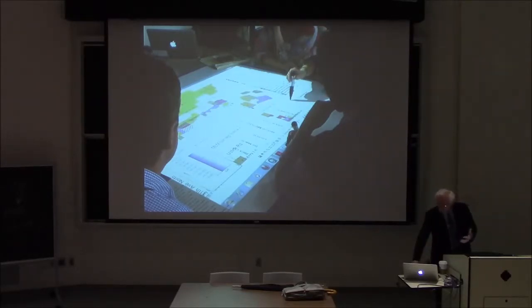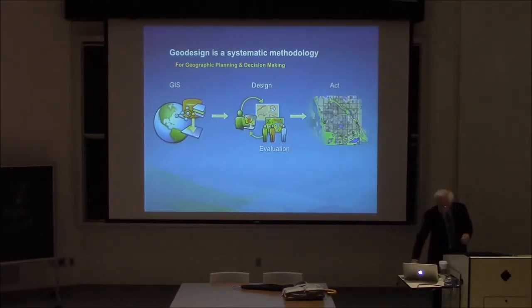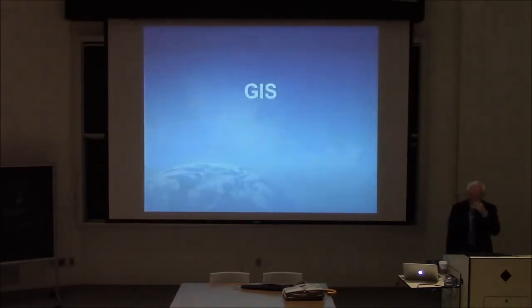So the process of it is a systematic way to let us do geographic planning and decision making, if you want to call it that. So GIS provides us with the knowledge of the world and a bunch of analysis tools. Design gives us this idea of creating and evaluating, until we finally come to something that we can then act on and build. So let's look at the first component of that, GIS.